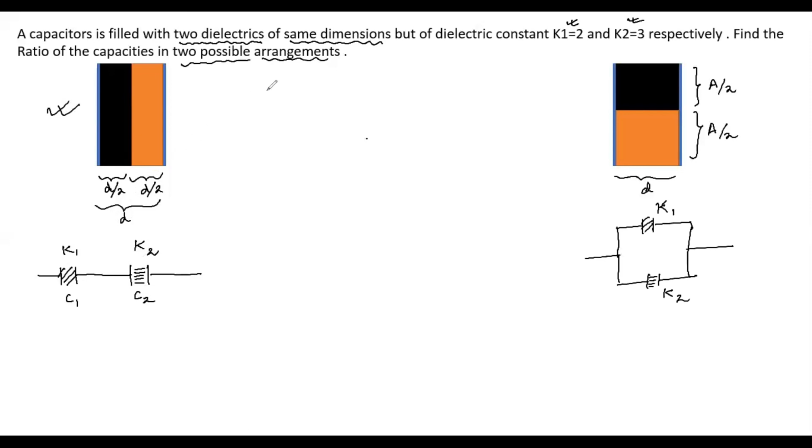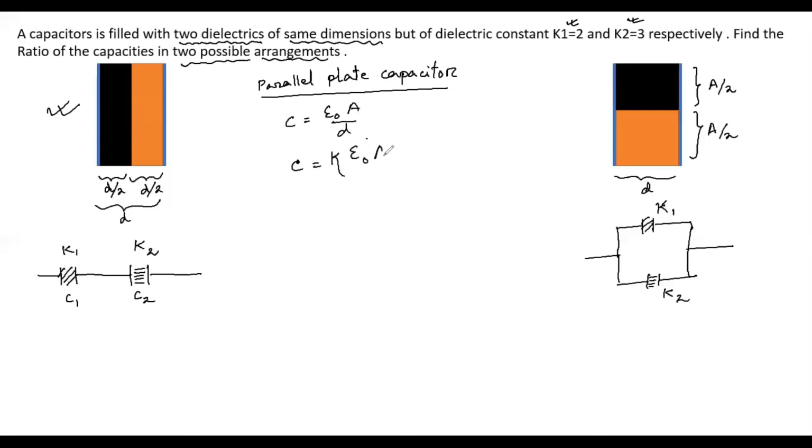Okay. Now, for a parallel plate capacitor, we have this formula, C equals epsilon naught A by d. Now this is the capacitance value when the medium between the plates is vacuum. But when we insert a dielectric, the expression turns out to be something like this. Okay, so this is the capacitance value in vacuum, and this is the capacitance value when a medium is inserted.